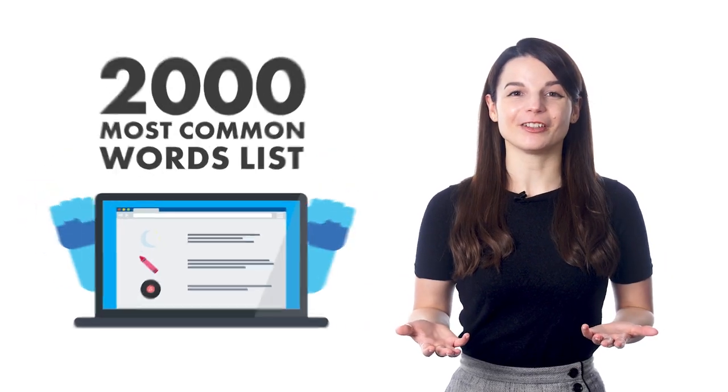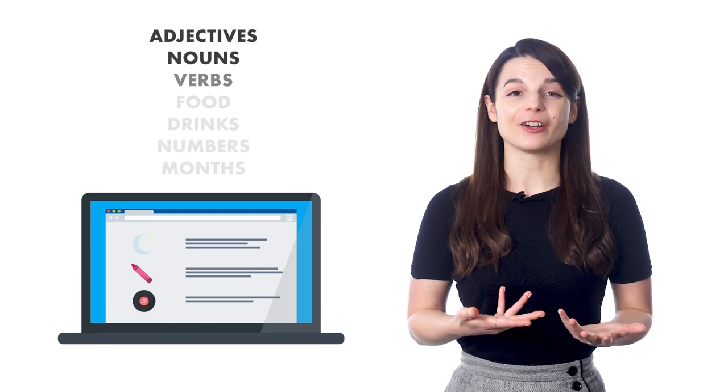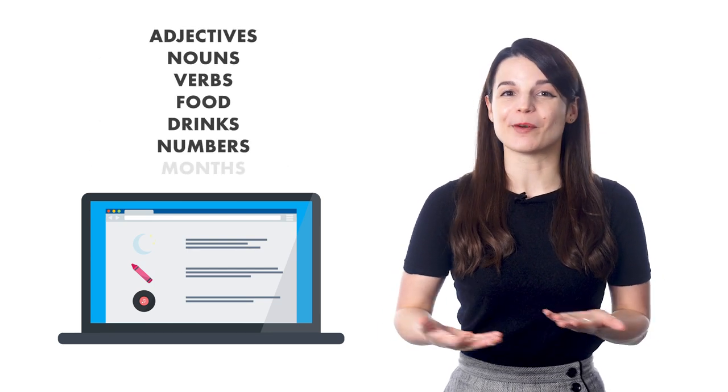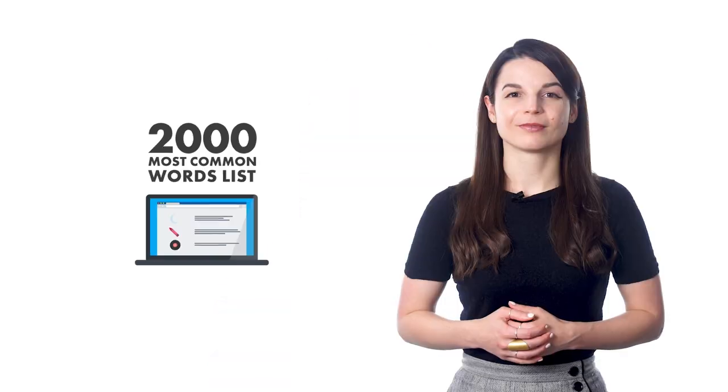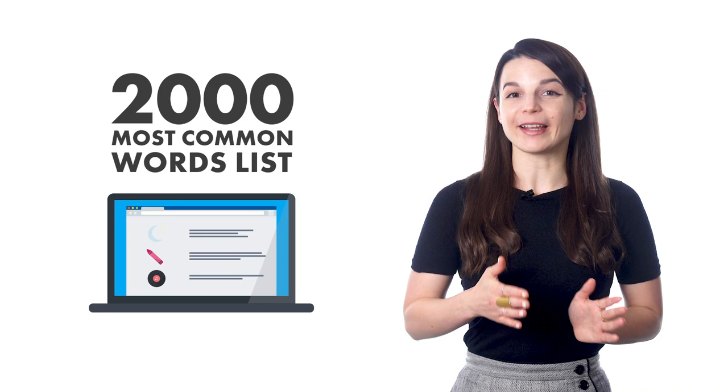It's all here for you. And they're broken down into simple categories, such as adjectives, nouns, verbs, food, drinks, numbers, and months. Now, 2,000 is quite a lot to learn. Do you have to learn it all? Well, you don't have to learn it all at once. You can go category by category.